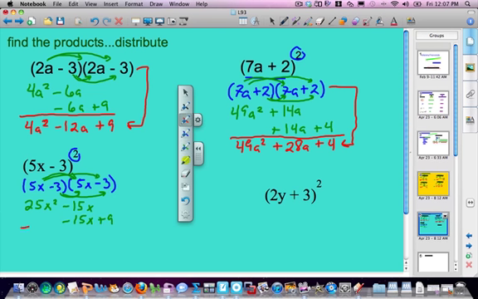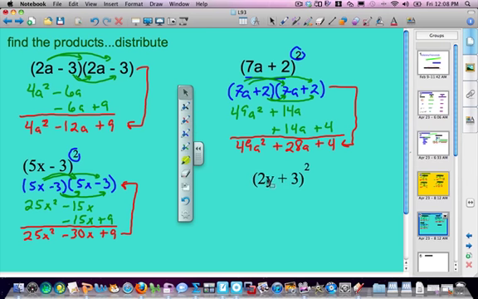Final step will be to combine like terms. 25x squared comes down. Add the two middle terms, negative 30x. The constant on the end is a positive 9. Once again, we've got a quadratic trinomial that was produced by these two linear binomials. We're trying to focus in on similarities between the products that have been produced today. One final example. 2y plus 3 times 2y plus 3.